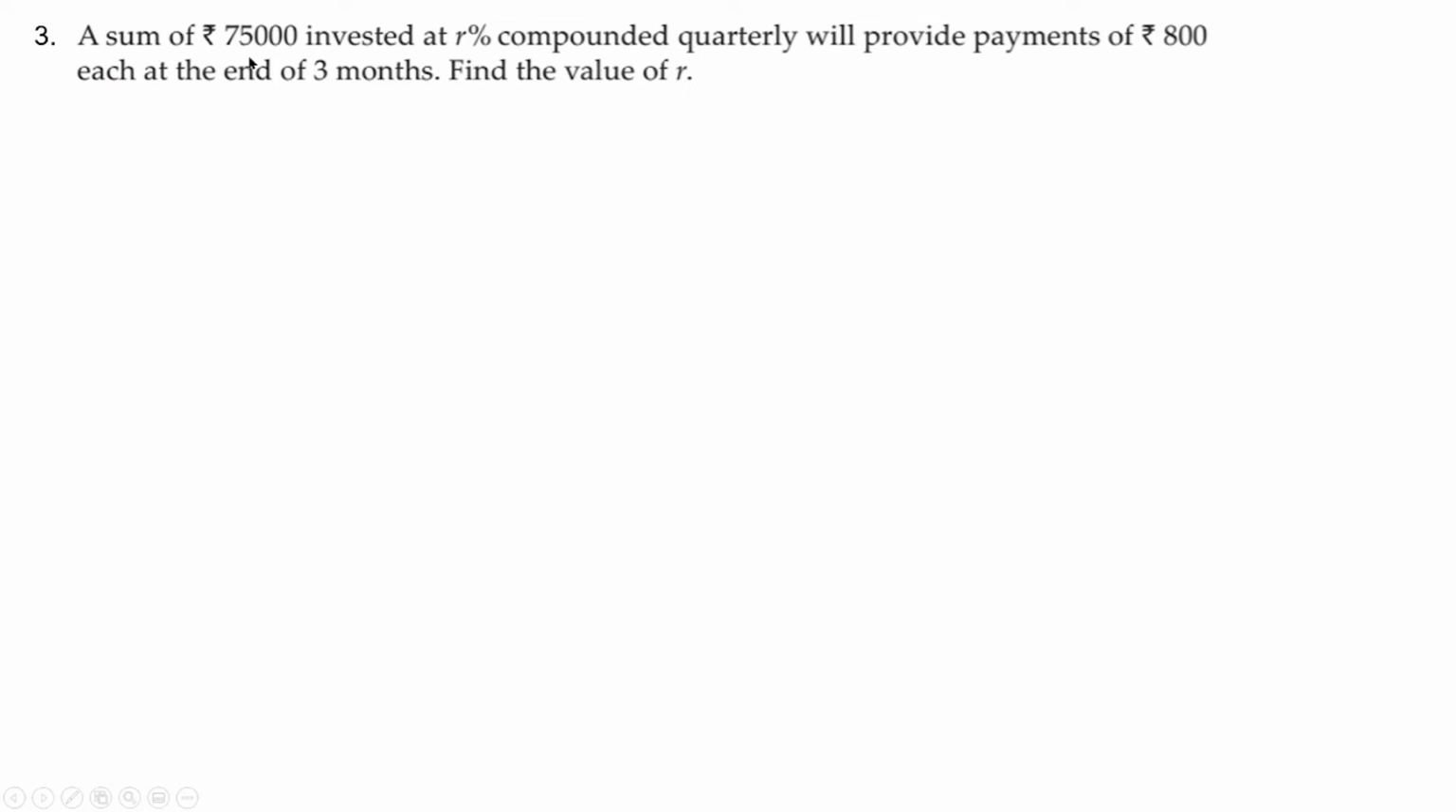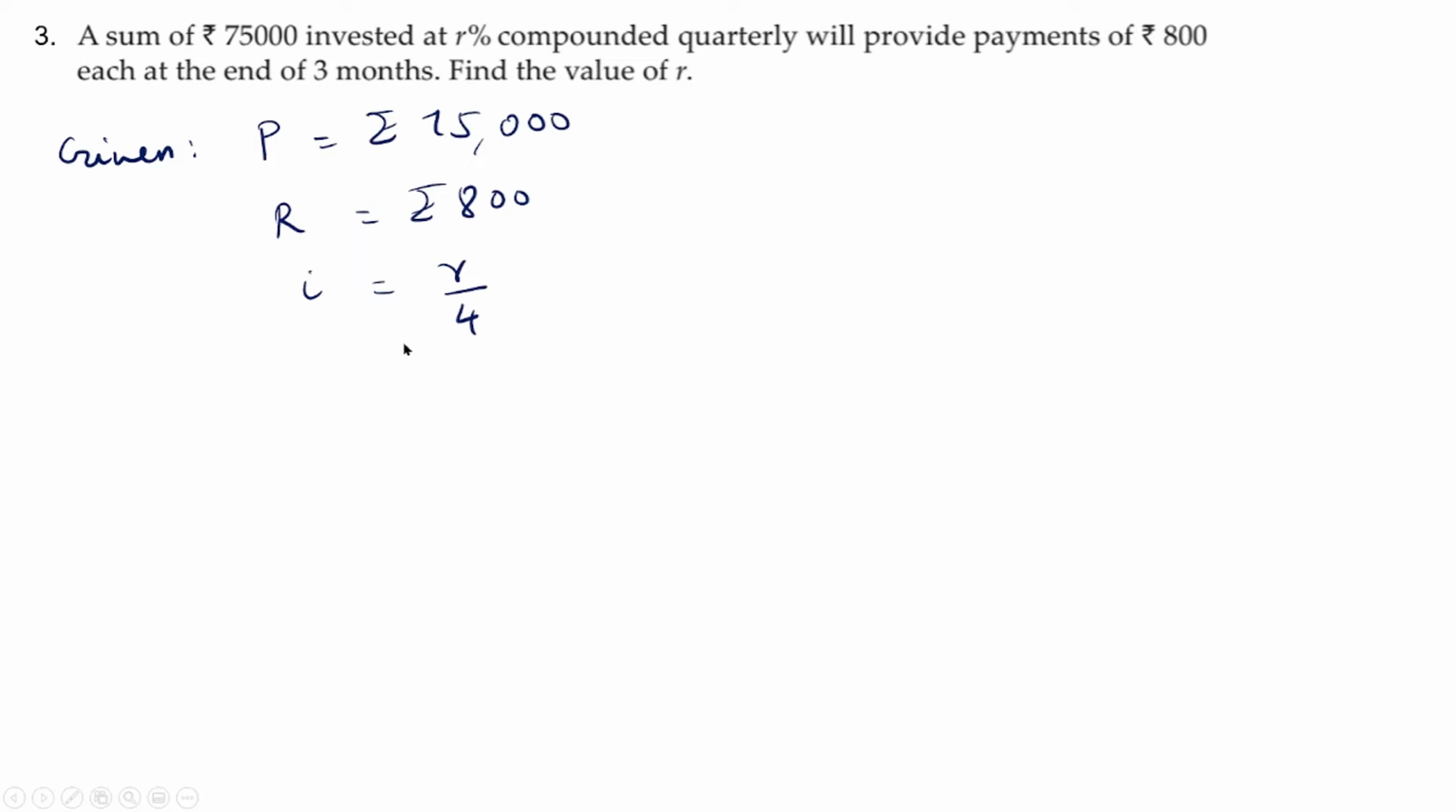So here the present value of the investment is given and the periodic payment R is given. We need to find the rate of interest. Given P is equal to rupees 75,000, R is equal to rupees 800. And the rate per period, here the payments are made at the end of 3 months. So the rate per period will be R by 4.